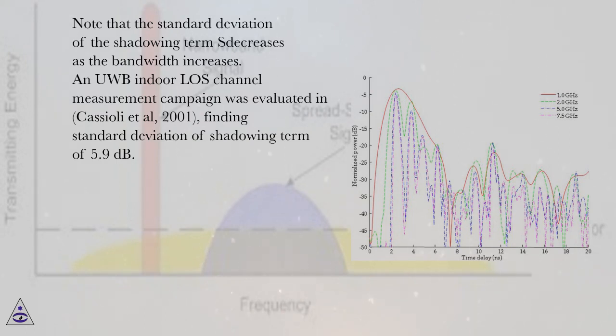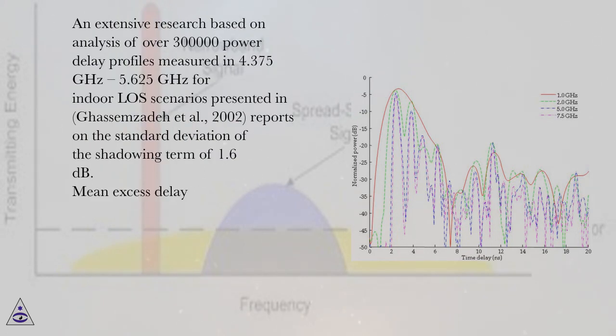A UWB indoor loss channel measurement campaign was evaluated in Cassioli et al., 2001, finding standard deviation of shadowing term of 5.9 dB. An extensive research based on analysis of over 300,000 power delay profiles measured in 4.375 GHz to 5.625 GHz for indoor loss scenarios presented in Basemzadeh et al., 2002, reports on the standard deviation of the shadowing term of 1.6 dB. Mean excess delay.